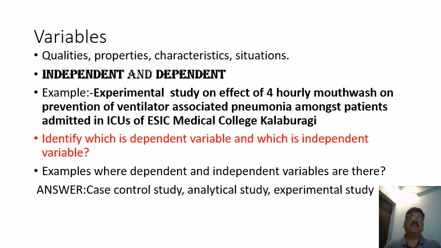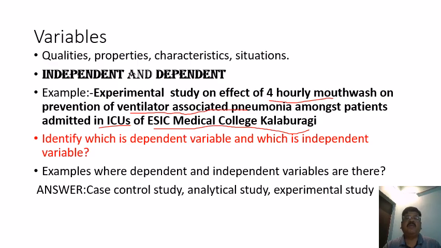Then what are the variables? What do you mean by variables? Variables are qualities, properties, characteristics, situations. And there are two types of variables, independent variables and dependent variables. The term itself indicates. Now here is an example, just for explanation of independent and dependent variable. One study: experimental study on effect of 4-hourly mouthwash on prevention of ventilator associated pneumonia among patients admitted in ICUs of ESIC Medical College, Kalburgi.